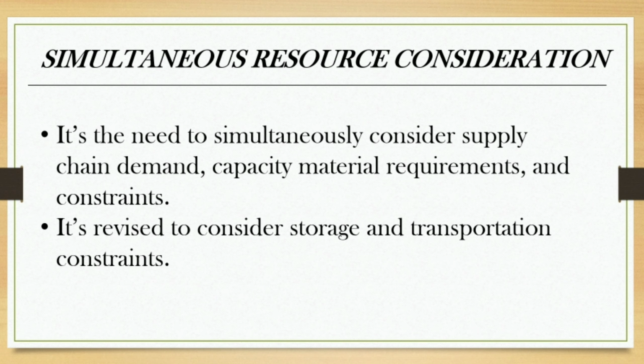Next is simultaneous resource consideration. A planning system's visibility highlights resource status and availability. The second planning system requirement is the need to simultaneously consider supply chain demand, capacity, material requirements, and constraints.